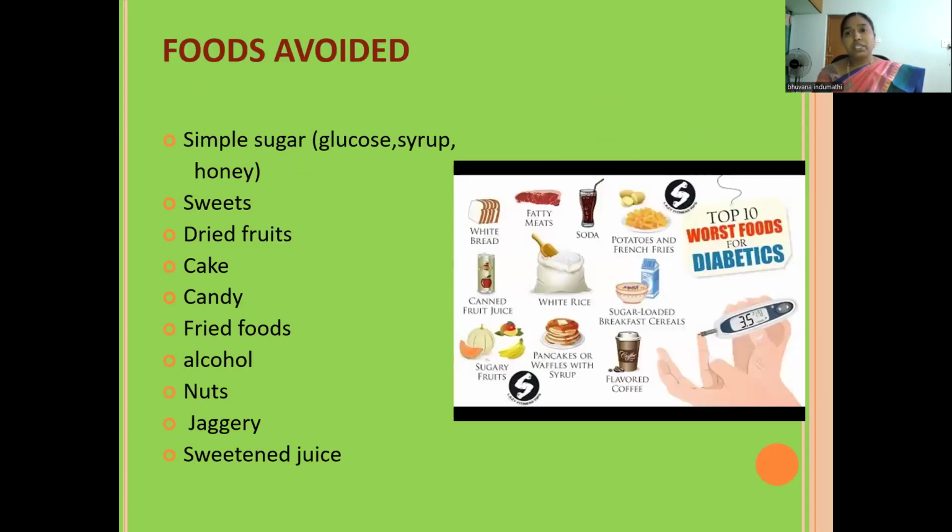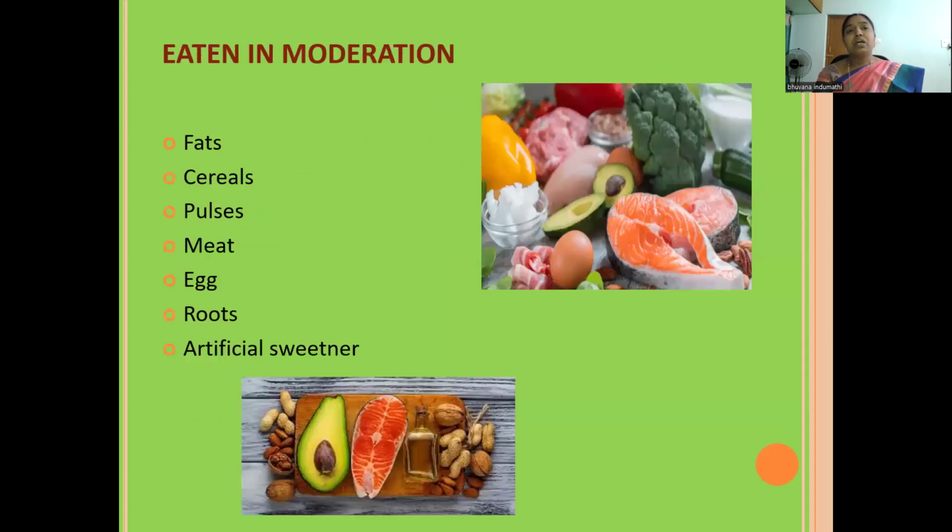So, regarding the foods for inclusion or exclusion, these are the foods to be avoided: simple sugar, like honey, syrup, or glucose, and sweet dry foods. This picture clearly shows that cake, candy, fried foods, alcohol, nuts, jaggery, and sweetened things should be avoided. These are the top worst foods for the diabetic patient. And these are the foods to be eaten in moderation: fat, cereal, pulses, meat, fruit, and artificial sweeteners.